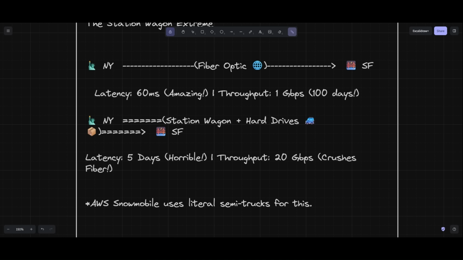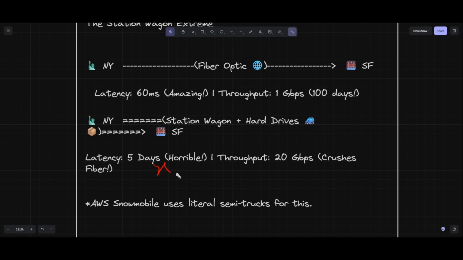What is the latency? The latency is atrocious. It's terrible. It takes like 4 or 5 days for the car to drive across the country, right? A packet over fiber takes 60 milliseconds. The car takes 5 days. You send 1 byte of data in that car, it takes 5 days to arrive.